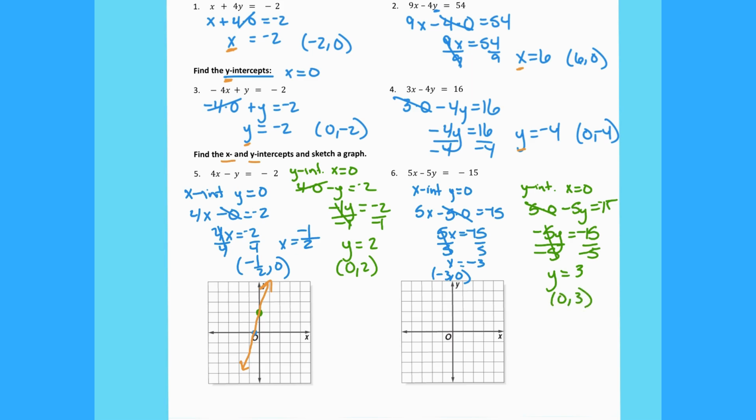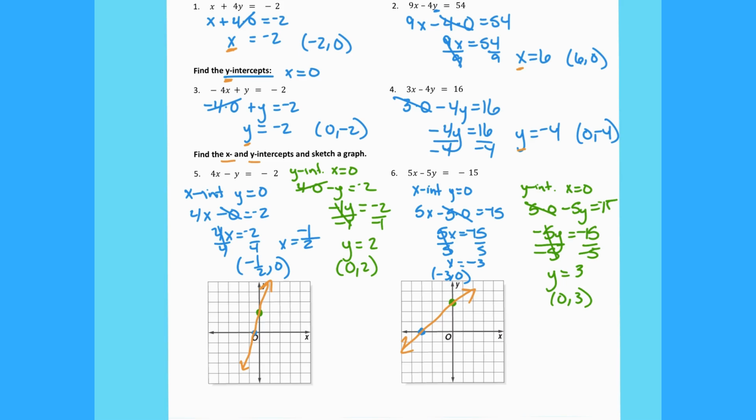And then we'll plot those. So we just found the y-intercept is at 0, 3, so we plot that point. We said that the x-intercept was going to be at negative 3, so we plot that point. And then you draw a line through the dots and arrows on both sides. This is how we graph using intercepts.